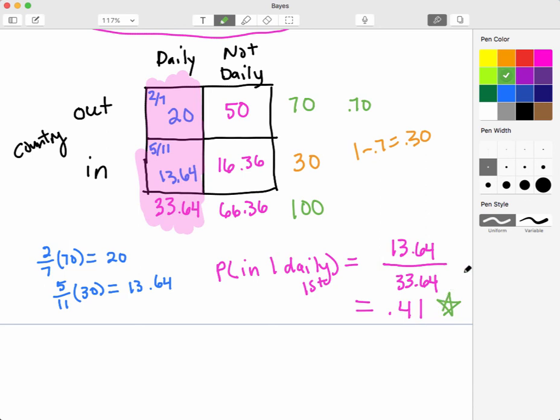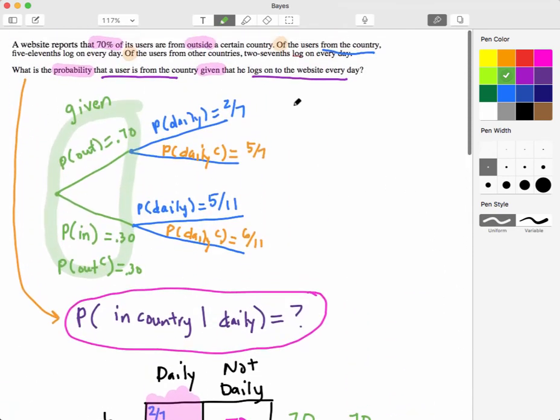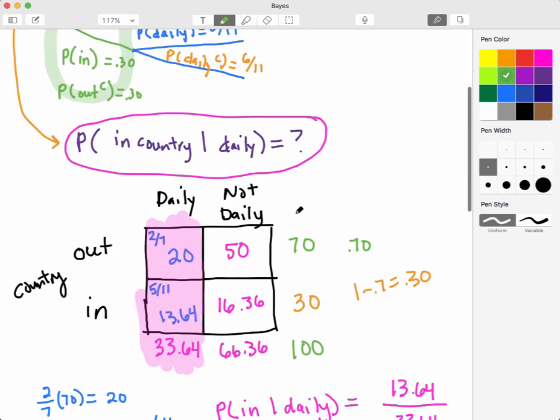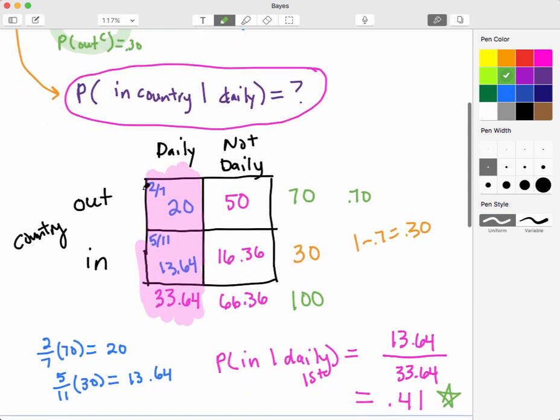So I hope that helps with Bayes' theorem or reverse conditioning. You can start with a tree diagram. There are ways to continue with the tree diagram to get the answer though. But I kind of find that using a table makes a little bit more sense because I can really focus in on the column that makes sense and then the quantity that makes sense and just do a little bit of division.